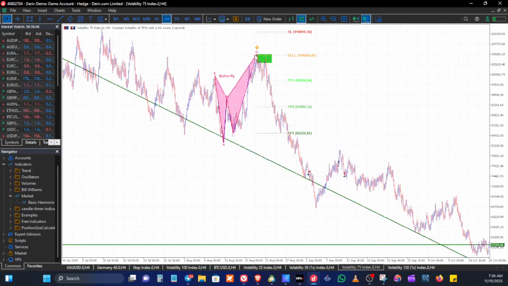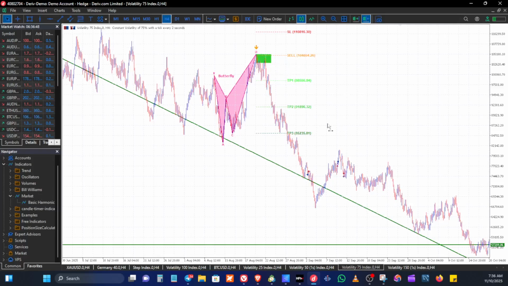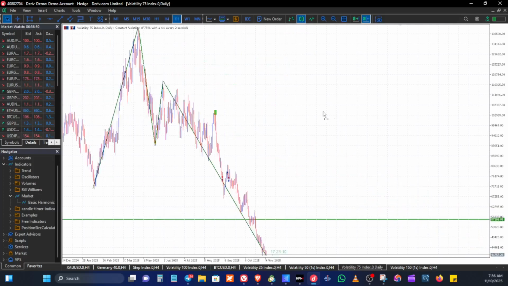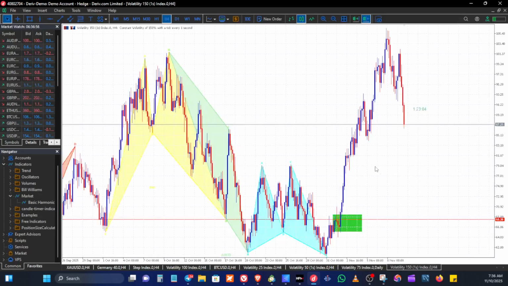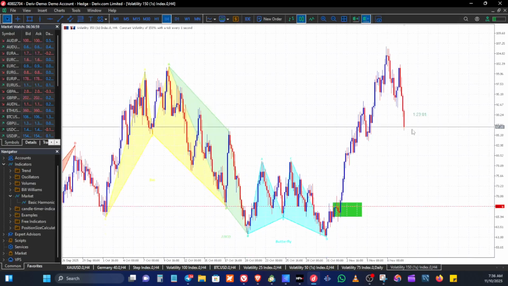We had an opportunity around August this year. Since then, there has not been anything at all on this asset. Okay, and then finally V150 index, this one has achieved full target also. So that is that on this particular asset.